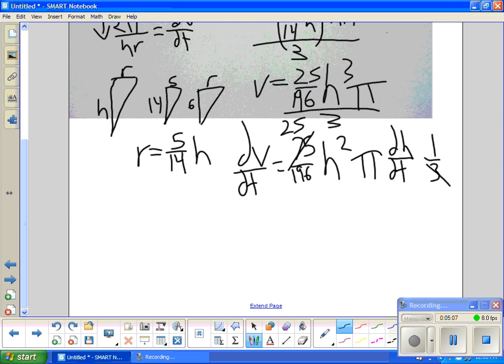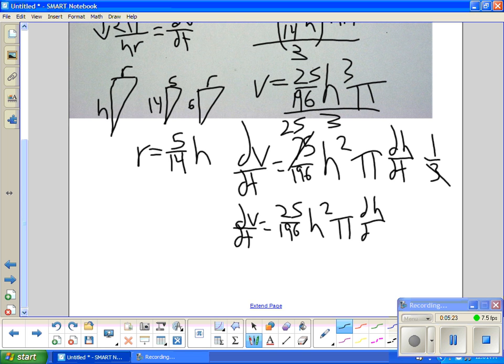We'll end up with dV dt equals 25 over 196 h squared pi dH dt. We already know what dV dt is. We know what h is. All we need to find is our unknown.